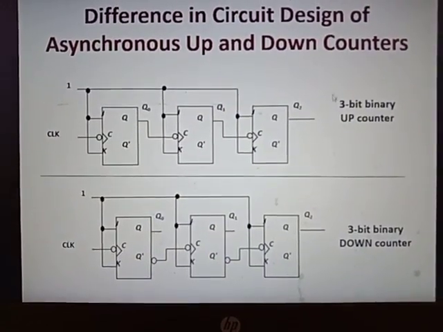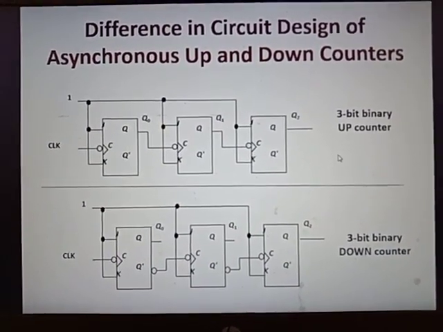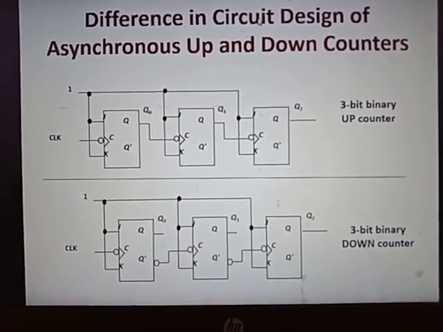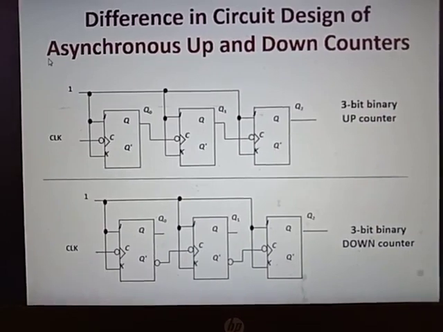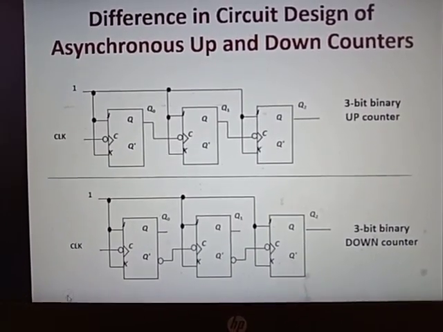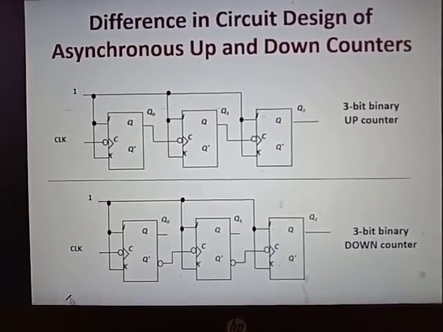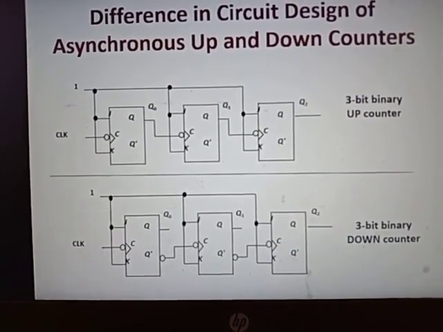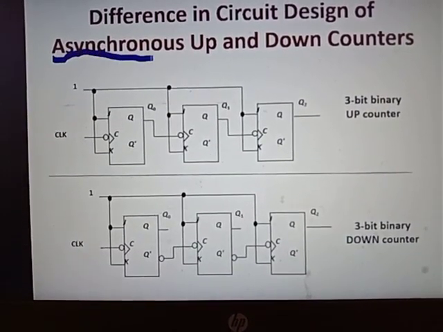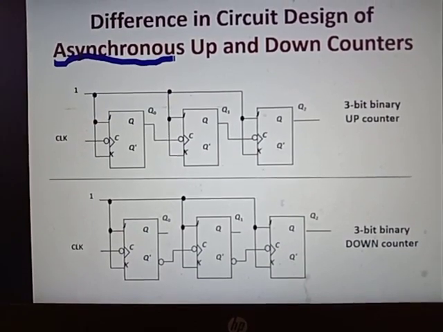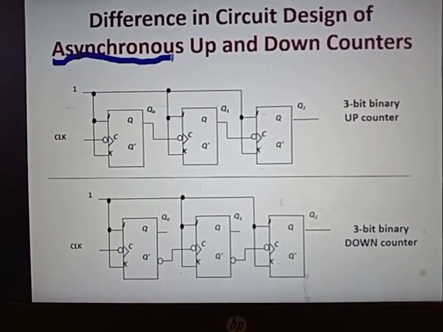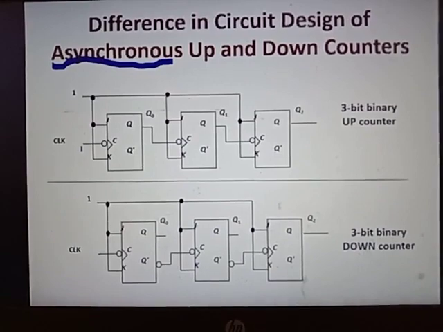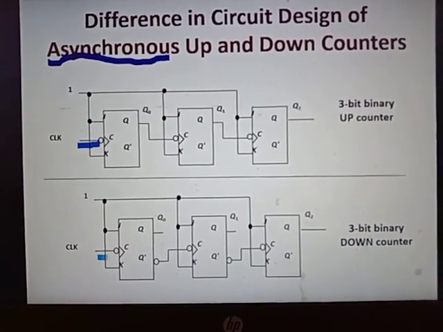Now I have shown you the two circuit diagrams for your up and down counter. We'll see what's the difference. First we learn each word one by one. Here the first thing shown is asynchronous counter. That means the clock pulses are given only to the first flip flop. Correct? See, the clock is given only to the first flip flop.